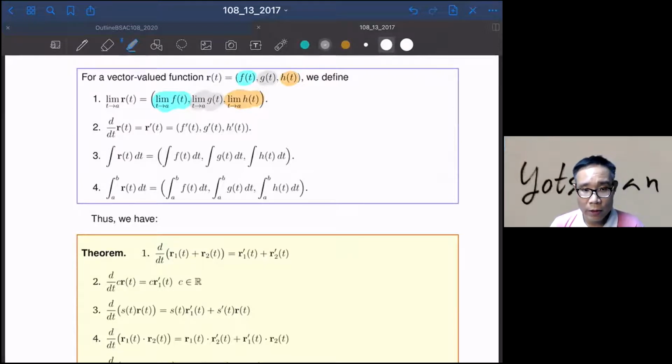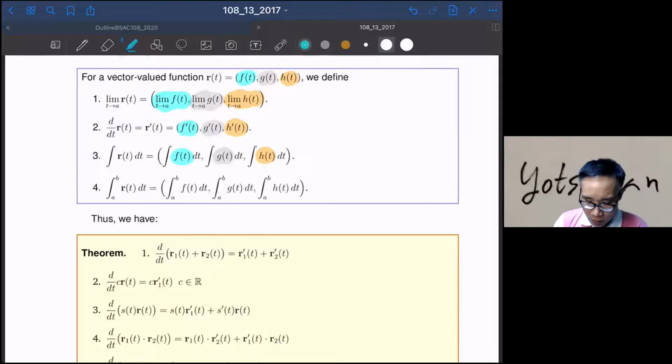Okay, so it's going to be in this idea. The derivative happens in the same way, so you'll be able to find r prime t. It's going to be the derivative of each component, so the derivative of f, g, and h. And also for the integral, the integral turns out to be the integral of f, g, and h. And you'll be able to compute the definite integral from a to b.